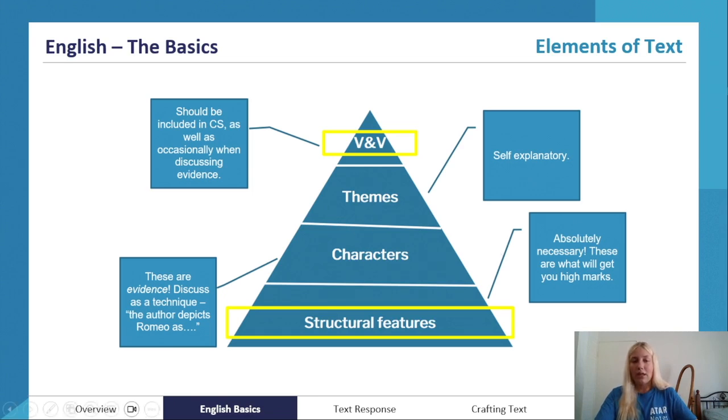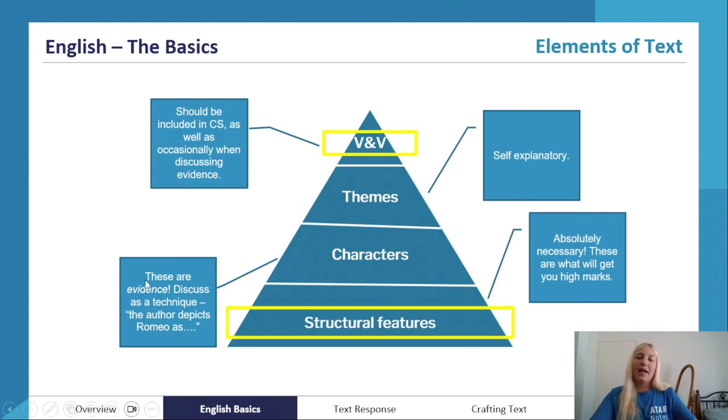Characters are also important. They are your evidence. They are the constructs of the author that they have created and depicted in a certain way in order to comment something through them. So you need to discuss them as a technique as well. Not Romeo represents something, but the author depicts or portrays Romeo in a certain way in order to do what? That's the way you need to be writing, making it clear that the character isn't an actual alive being and that it is a construct of the author. Make sure you are correctly structuring these sentences.